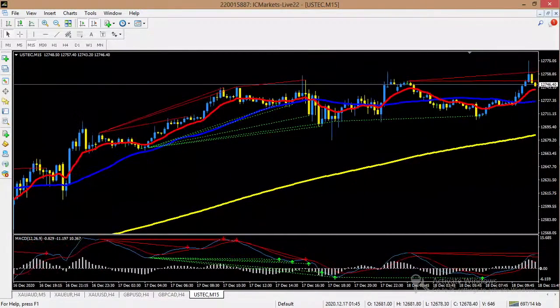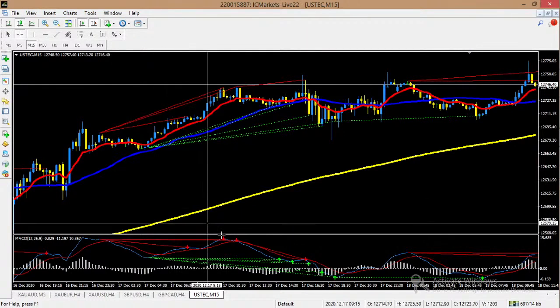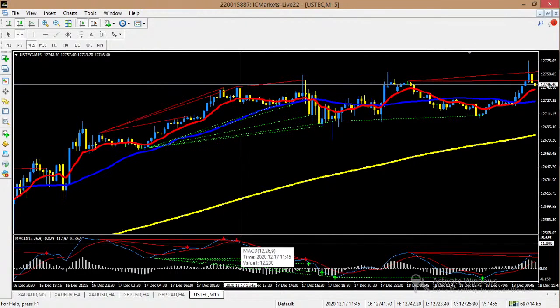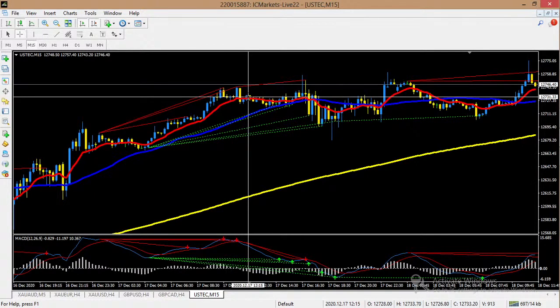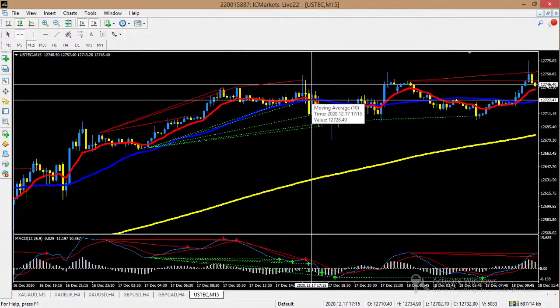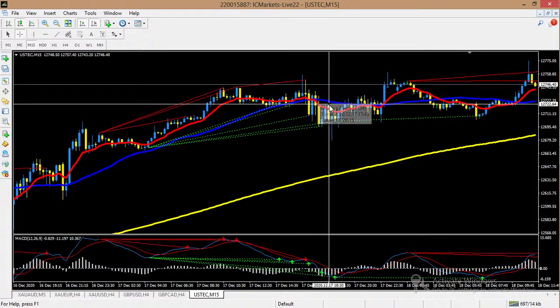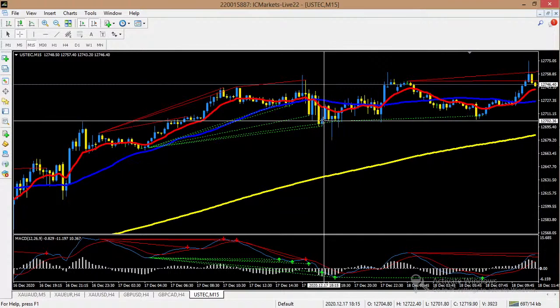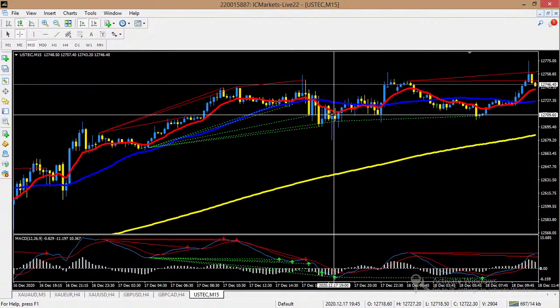So at this point where you find the blue signal line cross below the red signal line, you have to take your profit at this point. And wait for this particular 10 moving average to cross below the 34 moving average as usual, because that is what the signal line is used to indicate.